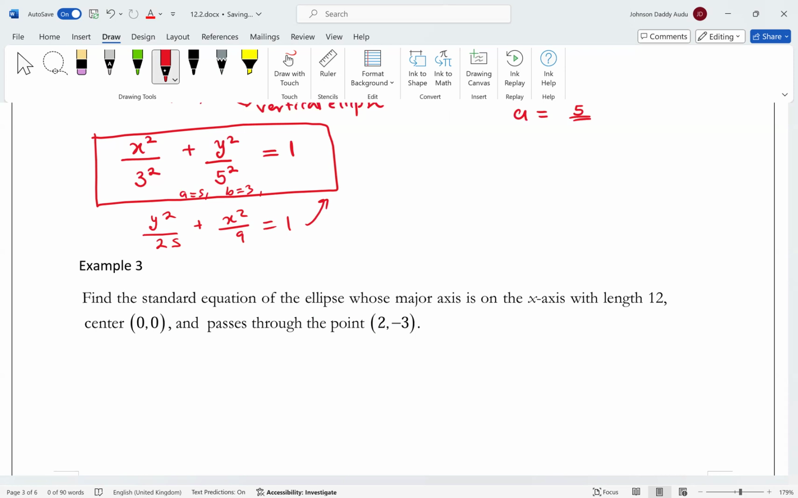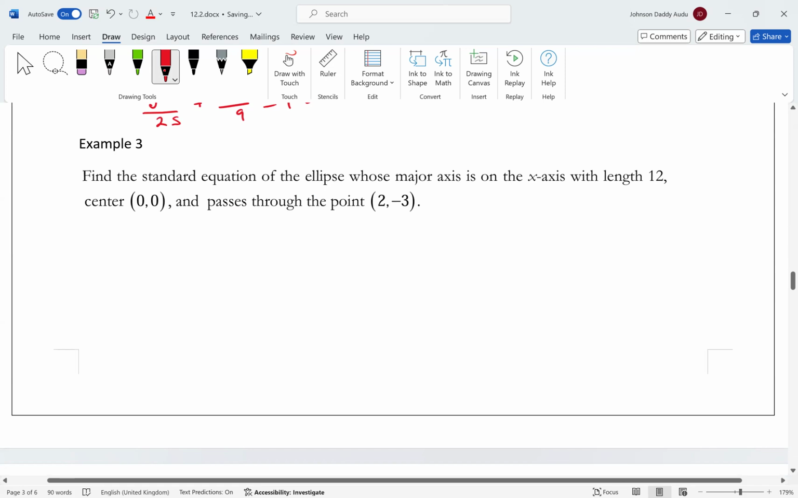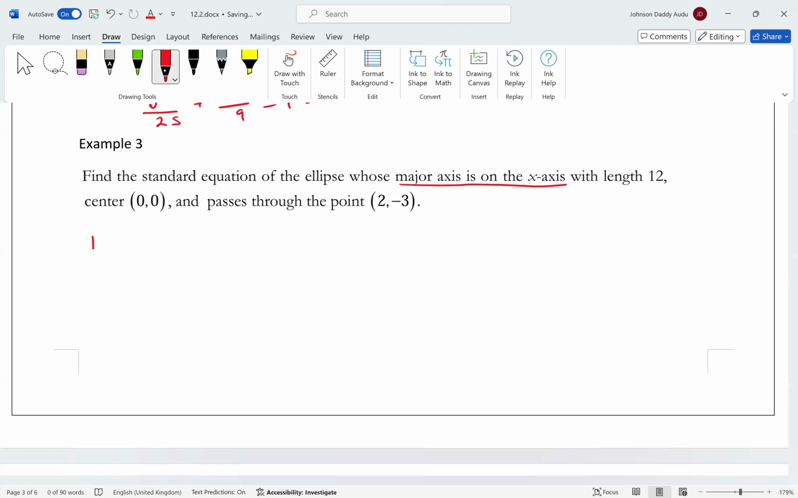For example 3, we want to find the standard ellipse whose major axis is on the x-axis with length 12. How do you find the length of the major axis? It's just twice A. So 12 equals twice A, so A is equal to 6. But since we know that the major axis is on the x-axis, we're dealing with a horizontal ellipse, right?